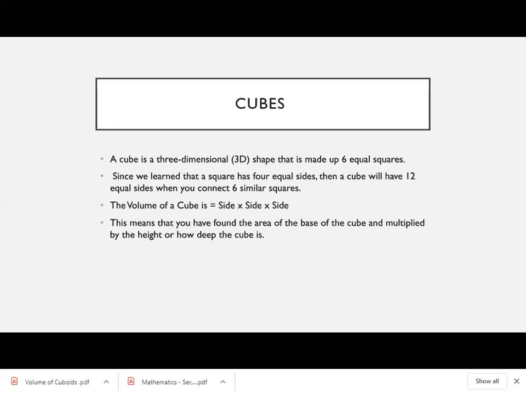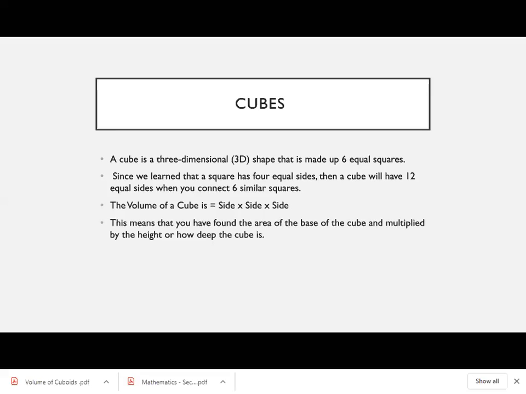A cube is a 3-dimensional shape that is made up of 6 squares. That is something you learn in a different topic. You learn that in nets and solids, etc. So if I were to tell you to make a cube, the cube will be made up of 6 squares. If I place those 6 squares together and I bring it together, that is how I form that box that is now equal all around.